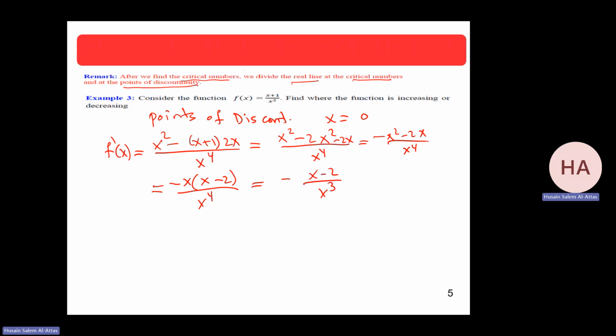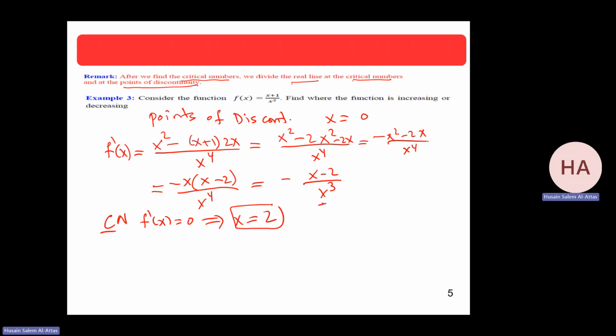Okay. Now we'll do the real line. Now what will be the critical numbers? Let me find the critical numbers. I need f prime equals 0. So I have x equal 2. This will be the critical number. This is the only one, because at x equals 0 it's not defined.